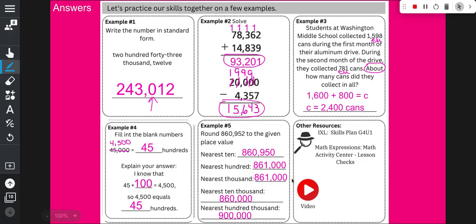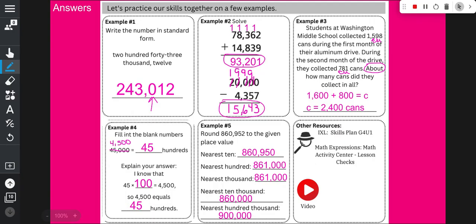Notice, these two answers are the same. And that can happen when we're rounding to certain place values. The next one says round to the nearest 10,000. The 0 tells the 6 to stay. So you can see here, this answer is actually smaller than these other two answers based on where we were rounding to. And then to the nearest 100,000, the 6 would tell the 8 to go up.